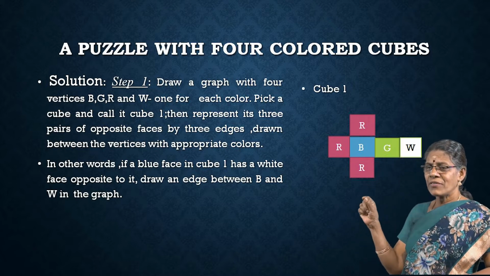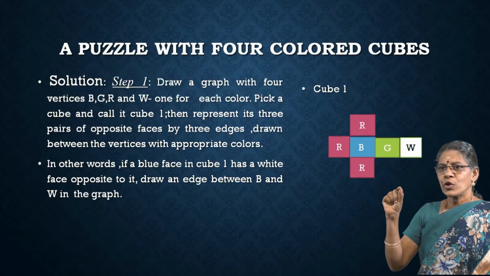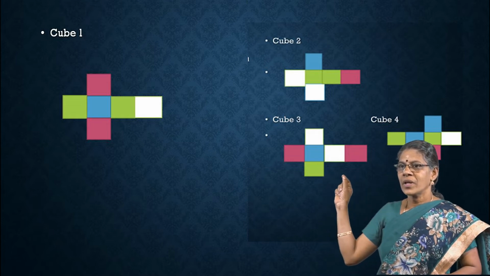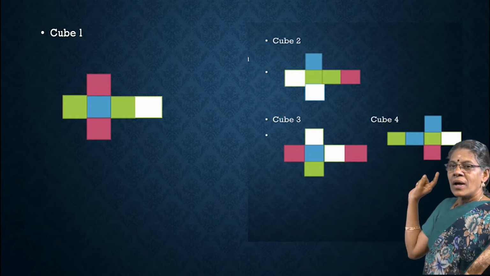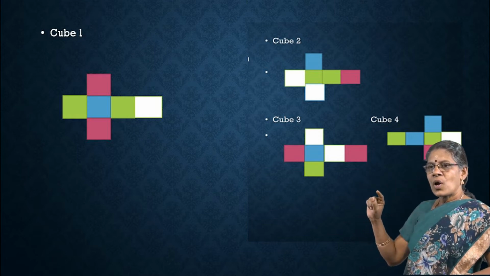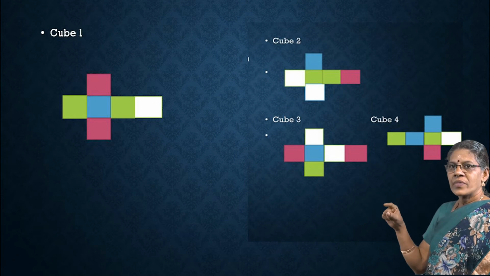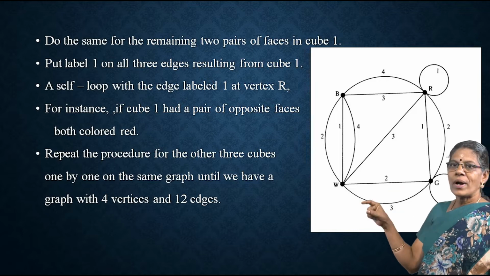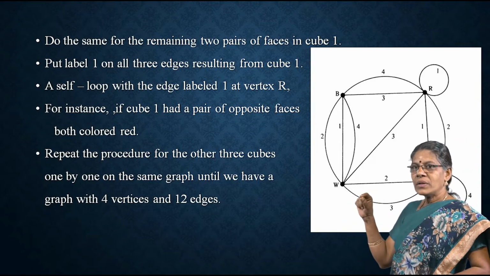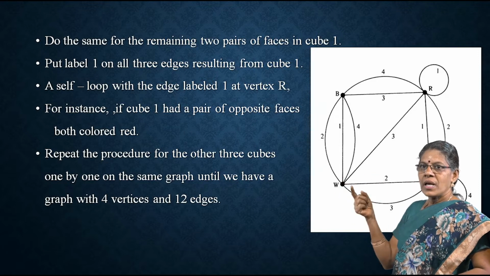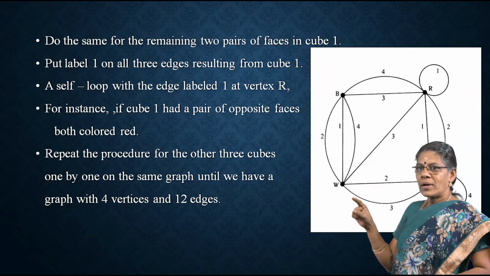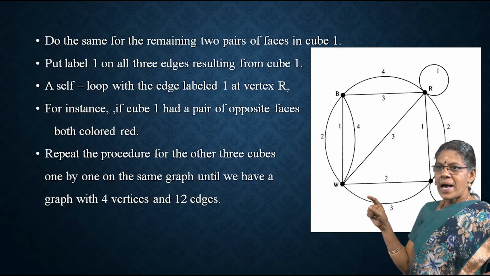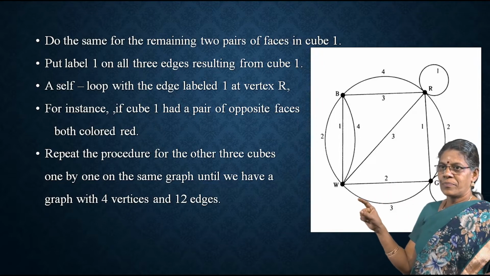Okay. See the figure: cube 1, cube 2, cube 3, cube 4, and the 4 colors are like here. We have to draw the edge between the vertices. So do the same for the remaining 2 pairs of faces in cube 1. Put label 1 on all 3 edges resulting from cube 1. A self loop with edge labeled 1 appears at vertex R, for instance, if cube 1 had a pair of opposite faces both colored red.